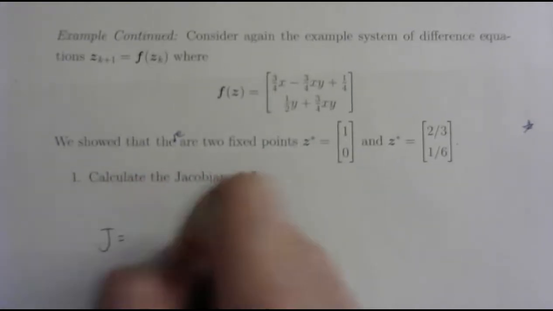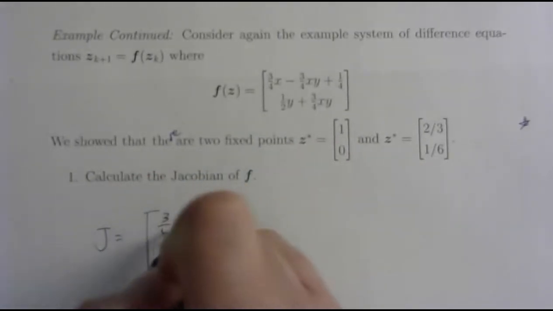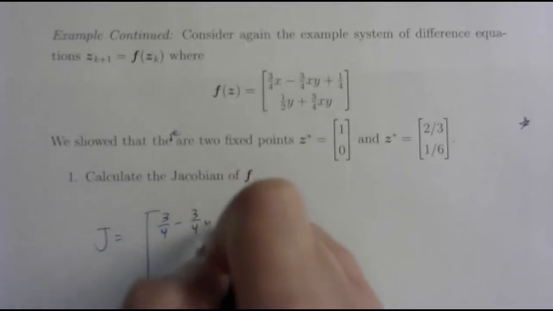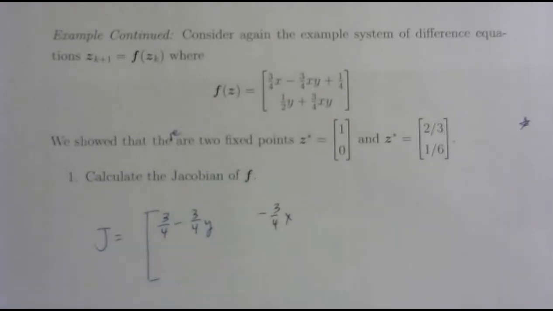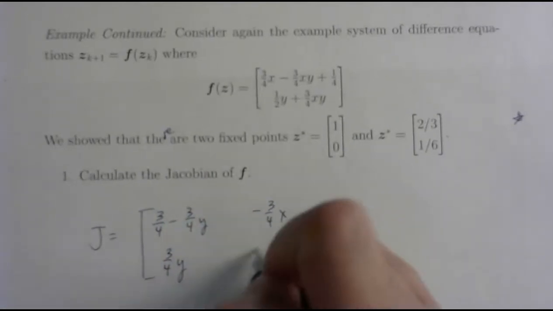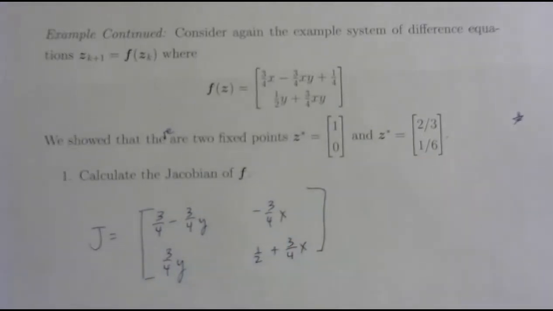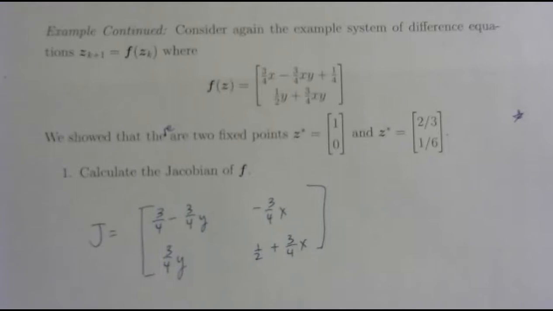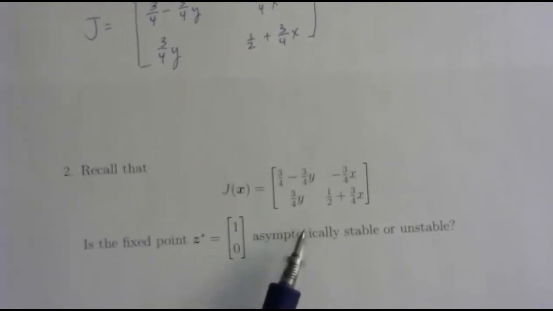So the Jacobian is the derivative of the first function with respect to x, so 3/4 minus 3/4 y, and then that with respect to y, minus 3/4 x. And then the derivative of the second function with respect to x, 3/4 y, and the second function with respect to y, 1/2 plus 3/4 x. Great. So that's the Jacobian that we just found.